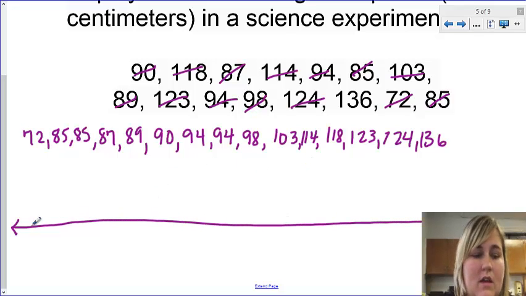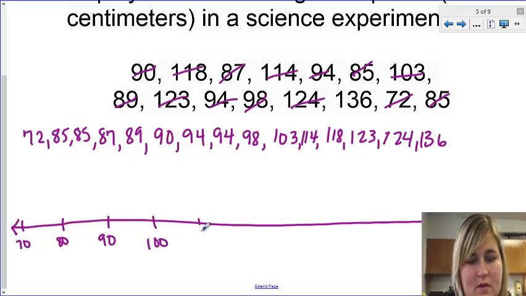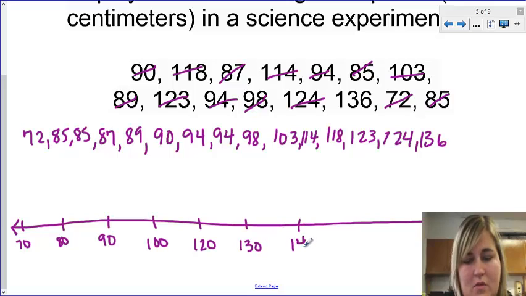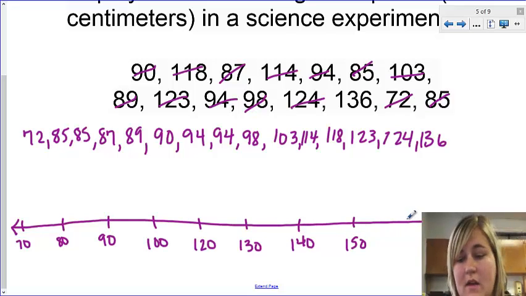Okay, and so I have 80, 90, 100, 120. I guess I could have made them a little farther apart. It's alright. 140. And I'll just continue since I made my gaps too small.